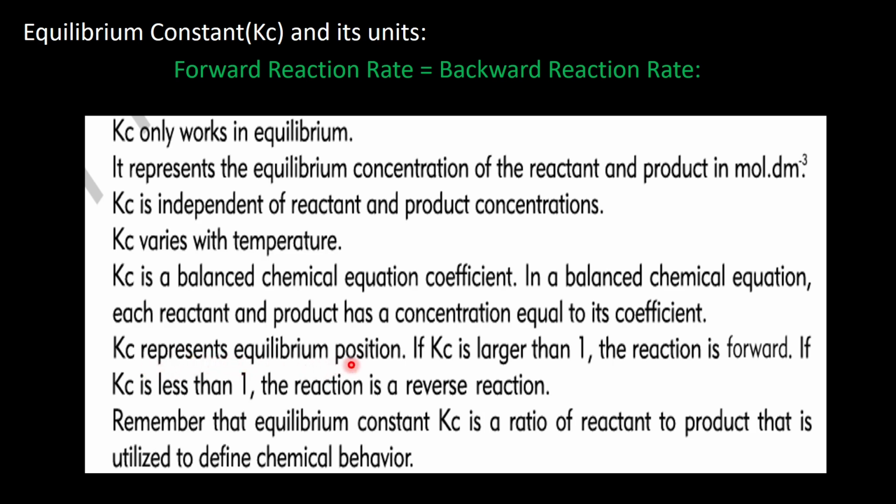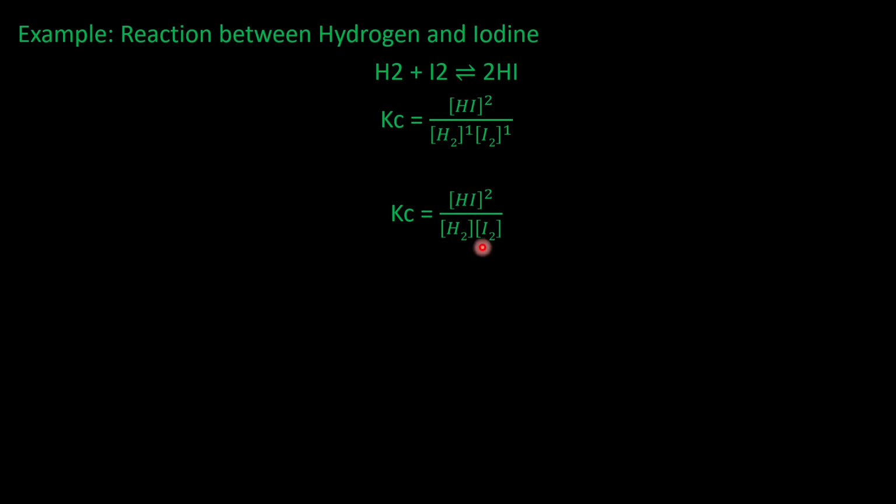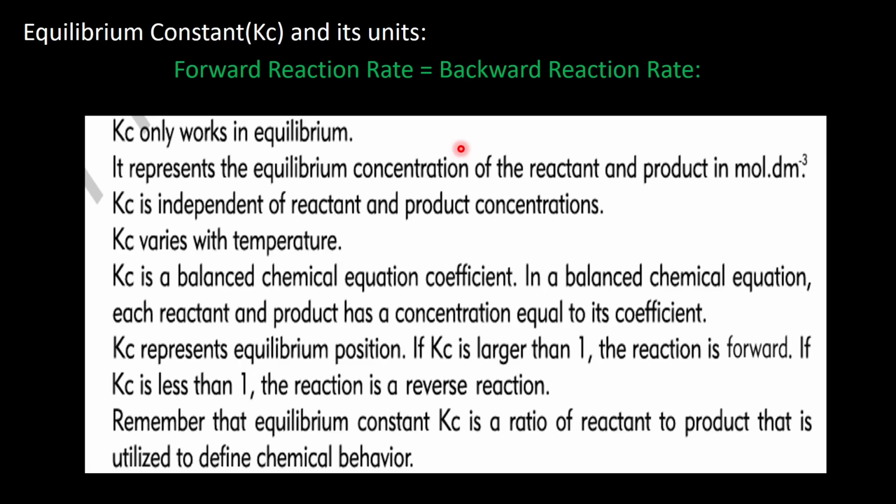Also, Kc represents the equilibrium position. If Kc is larger than 1, the reaction favours the forward direction. If Kc is less than 1, the reaction favours the reverse direction. Remember that the equilibrium constant Kc is a ratio of products to reactants that is utilized to define chemical behavior. As I told you in the formula, this is the ratio between the products and the reactants.